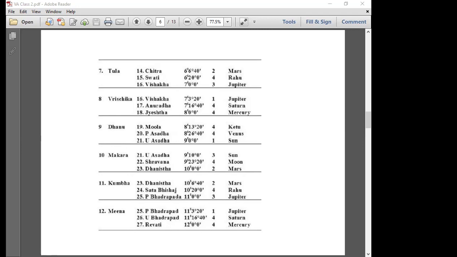In such a situation, Abhijit gets considered as the 28th nakshatra, and the subsequent 6 nakshatras will change their numbers. After Uttarashadha, there will be the Abhijit nakshatra. Then Shravana. So Abhijit becomes the 22nd nakshatra, Shravana will become the 23rd nakshatra, and the last nakshatra, Revati, will become the 28th nakshatra. So this is Abhijit nakshatra under the 28 scheme of nakshatras.